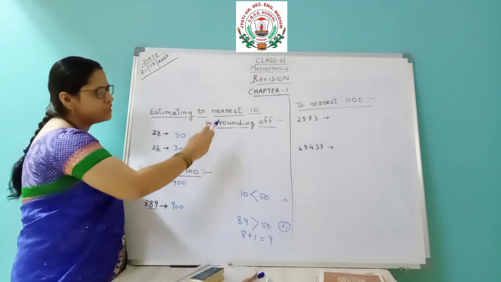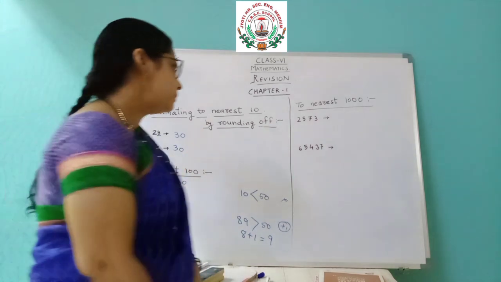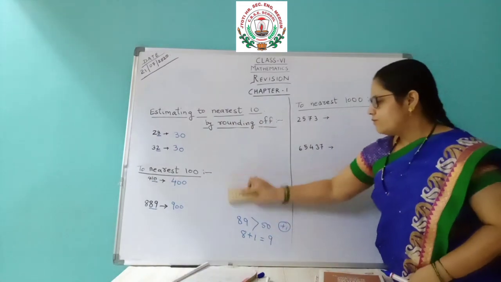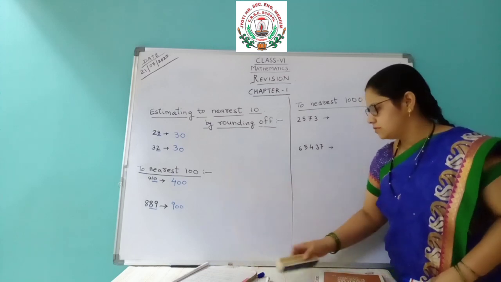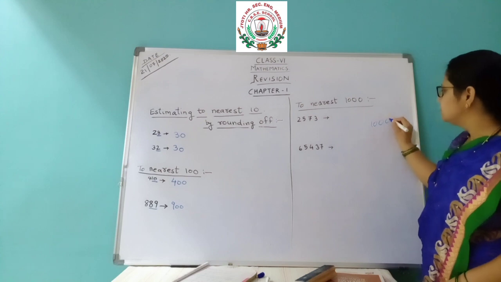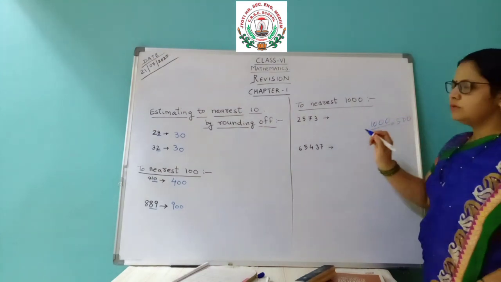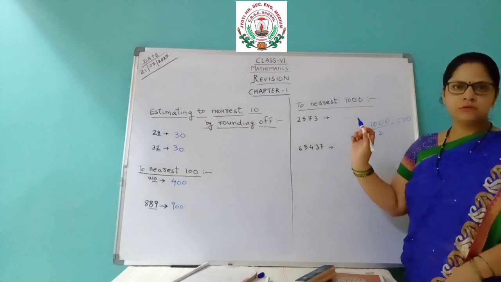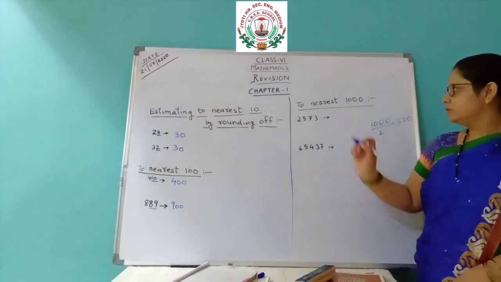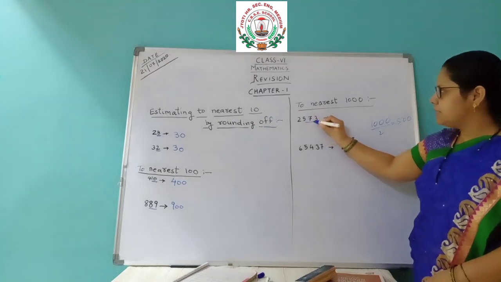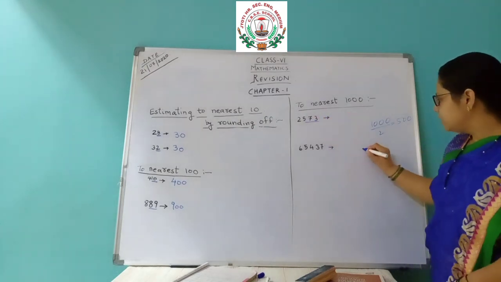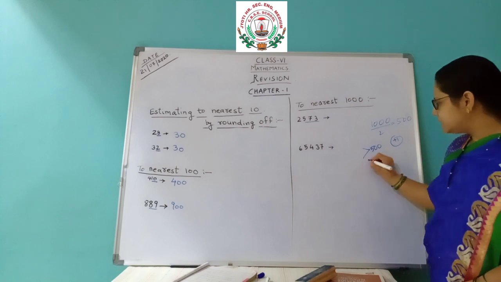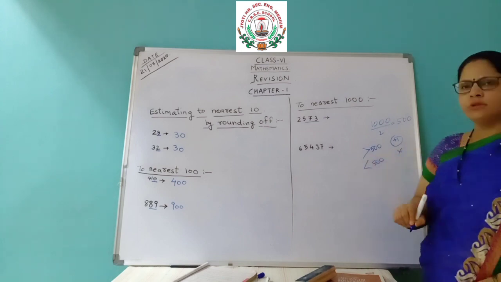Now coming to estimation to the nearest 1000. Just in a similar way, half of 1000 is how much? Half of 1000 is 500. Now you are going to check the last three digits. Why are we checking three digits? Because there are 3 zeros. So we check the last three digits. If these three digits are greater than 500, then you have to add 1 in the previous digit. And if it is less than 500, then you have nothing to do in the previous digit.